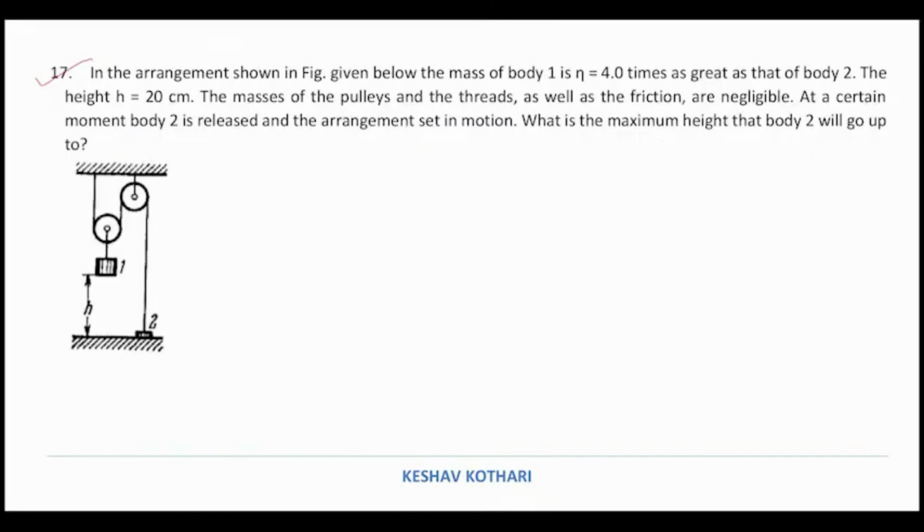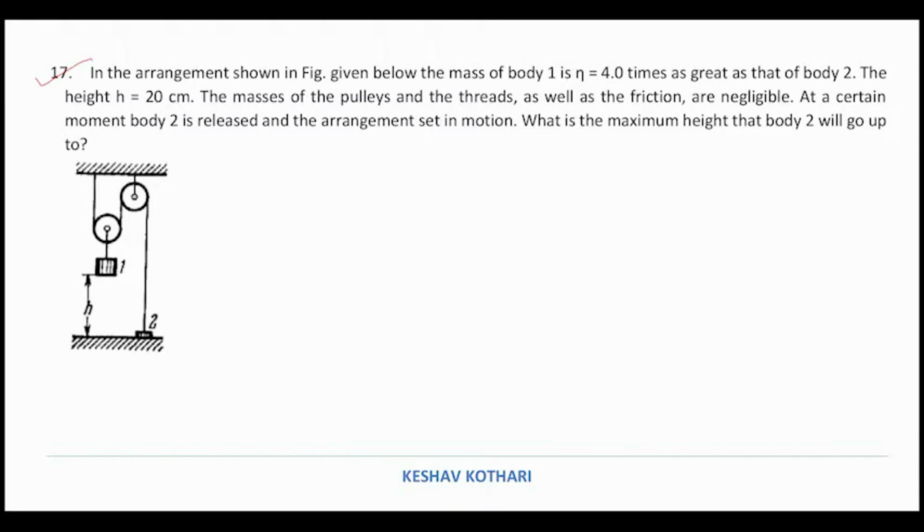In the arrangement shown in the figure given below, the body of mass 1 is 4 times as great as that of body 2. The height h equals 20 centimeters. The masses of the pulleys and the threads as well as the friction are negligible. At a certain moment, body 2 is released and the arrangement is set in motion. What is the maximum height that body 2 will go up to?